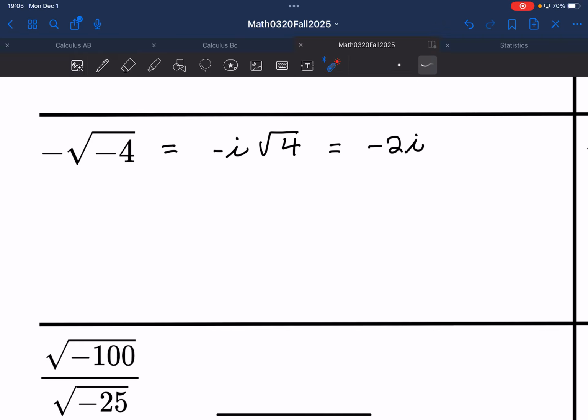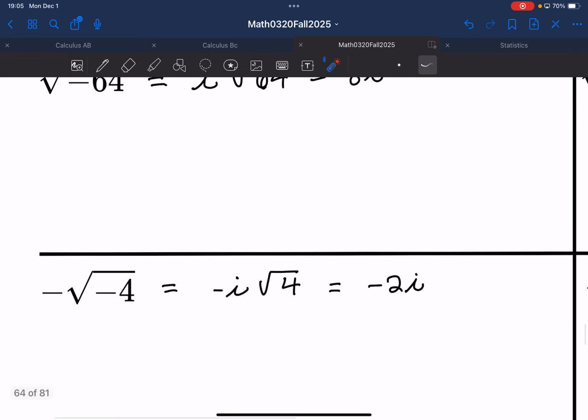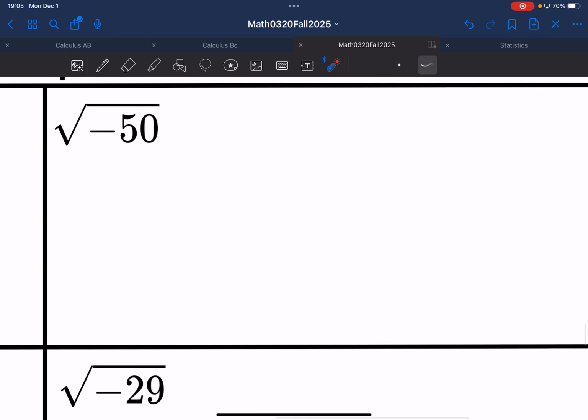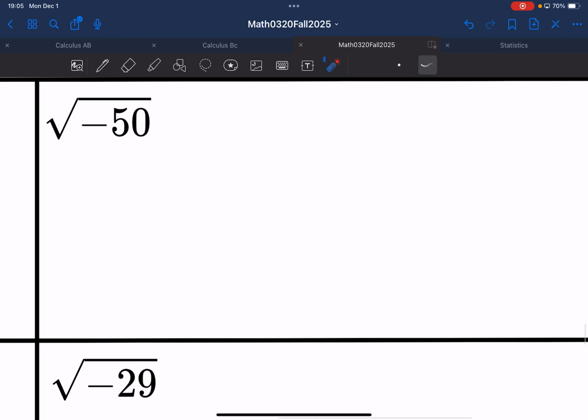But we're not doing anything that complicated for this course. Okay, next example, we have the square root of negative 50. So first, I need to rewrite this as i times the square root of 50. But the square root of 50 is not a perfect square root, which means we have to use the prime factor tree to simplify it.